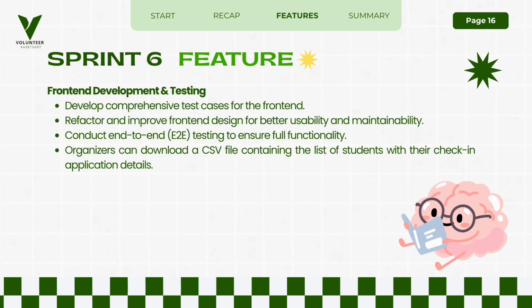In our final development sprint, Sprint 6, we developed comprehensive test cases for the front end. We refactored and improved the design for better usability and long-term maintainability. We conducted end-to-end testing to ensure everything works together as expected. And we added a valuable tool for organizers: the ability to download a CSV report for student applications and check-in details.